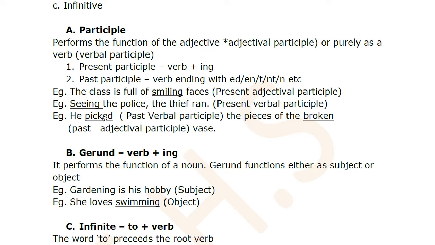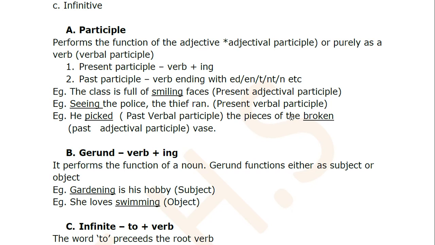He picked. See, in that I have told you, ending with ed and en here. Picked. So it is a past participle. Now, is there a noun after this? No. Is it describing it? There is a noun, but it's not describing or telling you more about the noun. It's just telling you the action. So here it is a verbal participle.